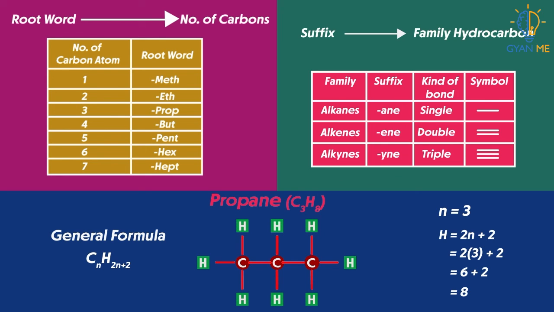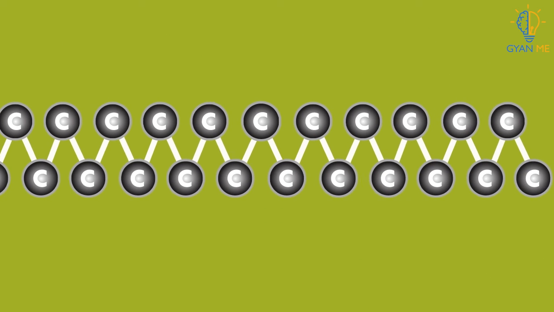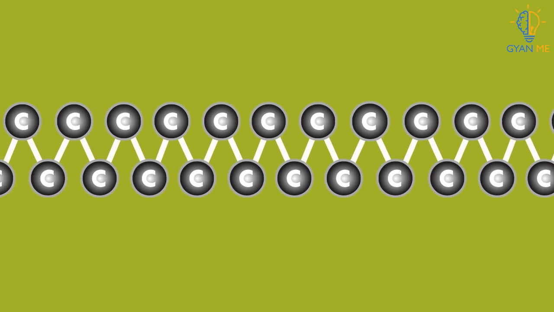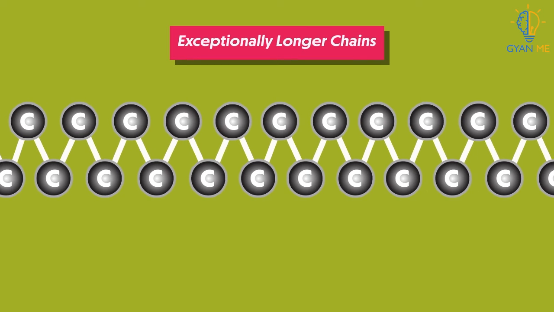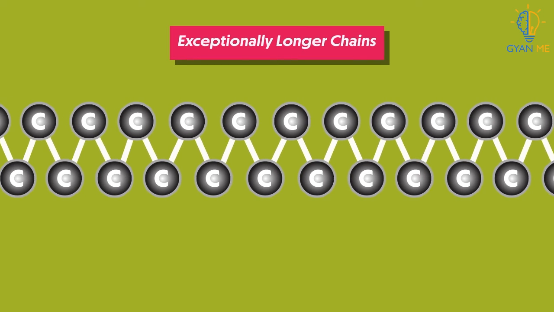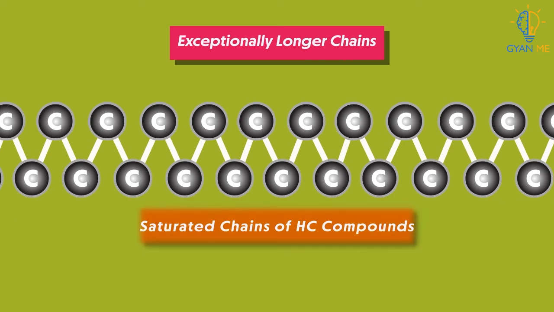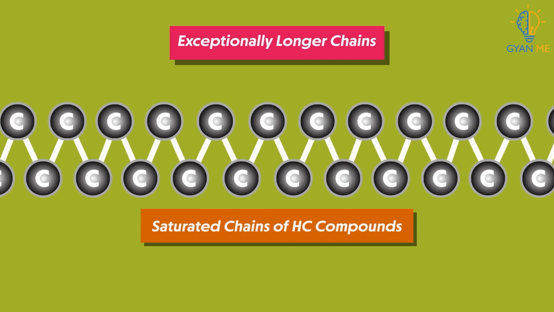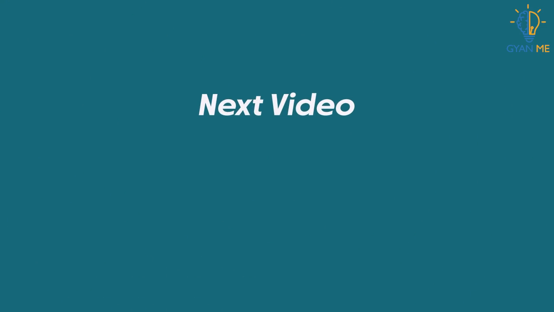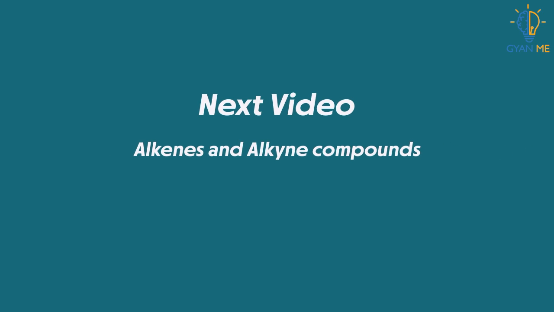And students, this is how other carbon compounds of the alkane group can be represented using the general formula CnH2n+2. This also means that as we increase the number of carbons n, we will get longer and longer chains of carbon atoms, which are always saturated, and thus called saturated chains of hydrocarbon compounds. In the coming videos, we will learn about alkenes and alkyne compounds.